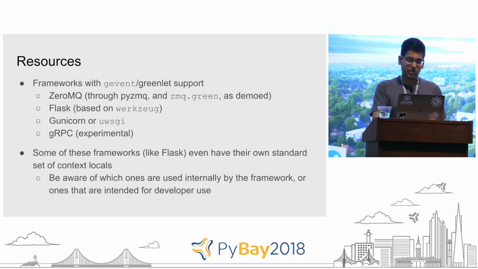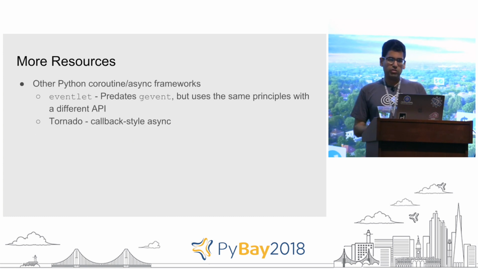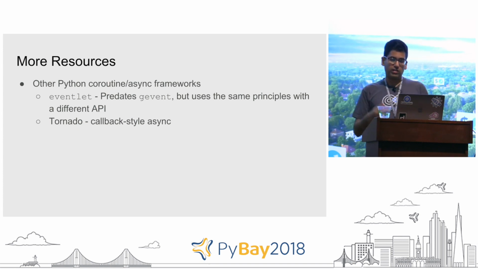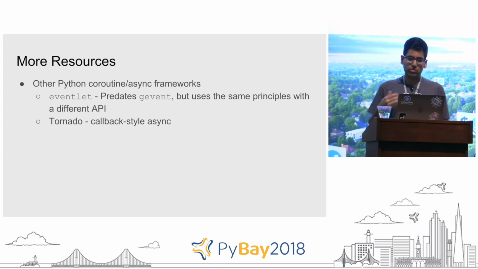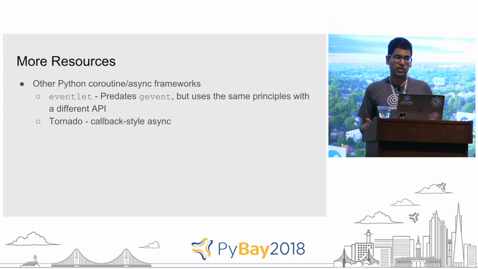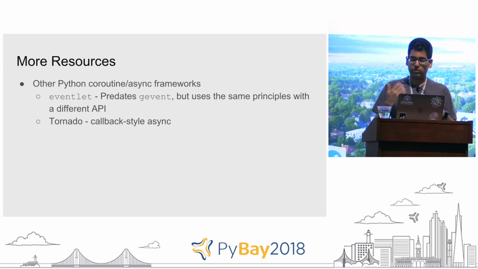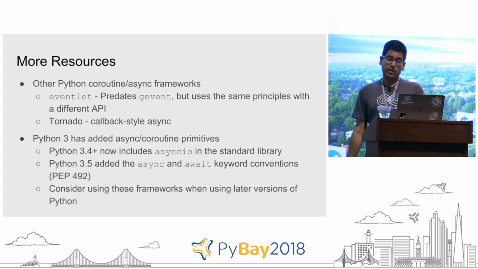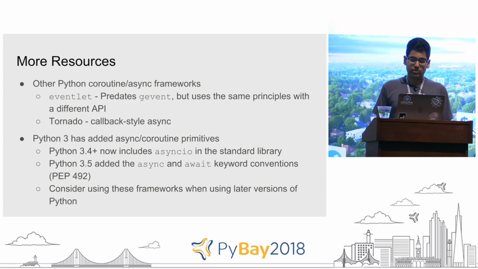Be aware of the documentation. Other coroutine frameworks include Eventlet, which I mentioned earlier. It predates gevent and uses a lot of the same principles, but has a very different API. It's not quite a Python threading kind of API, and some people are less comfortable adopting it versus gevent. There's the Tornado library, which provides callback-style async. Python 3 actually has asyncio now, and async/await was added in Python 3.5.